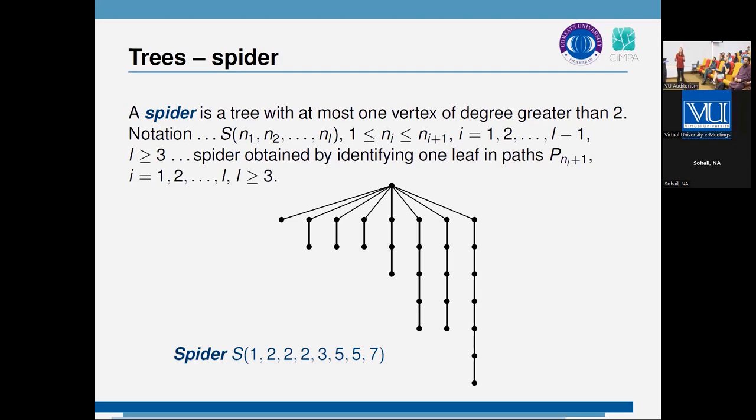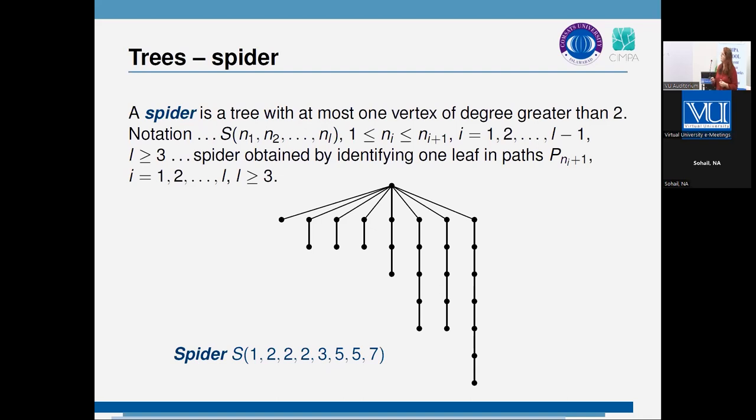1, 1, 2, 2, 2, 3, 5, 5, 7. So what does it mean? We have one central vertex, and we attach here several paths. We have one path of length one, then three paths of length two, then one path of length three, two paths of length five, and one path of length seven.